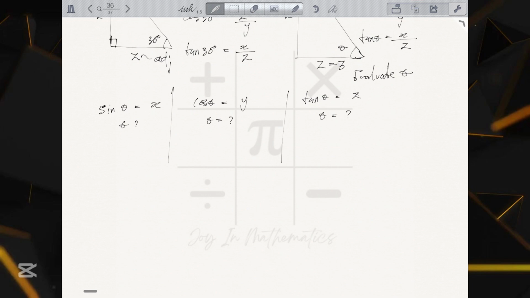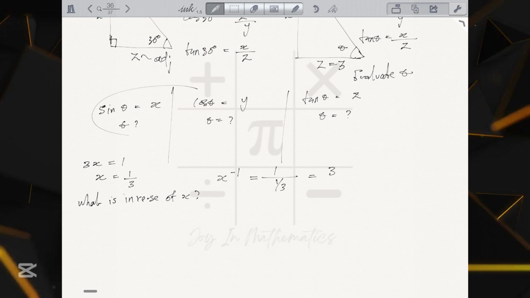Now, we know that when we have, let's say, 3x is equal to 1. I want to evaluate the value of x. x is equal to 1 over 3. Now, the question is, what is the inverse of x? The inverse of x will be known as x inverse. That's x to the power minus 1, which will be equal to 1 divided by 1 over 3. And this will result in 3.